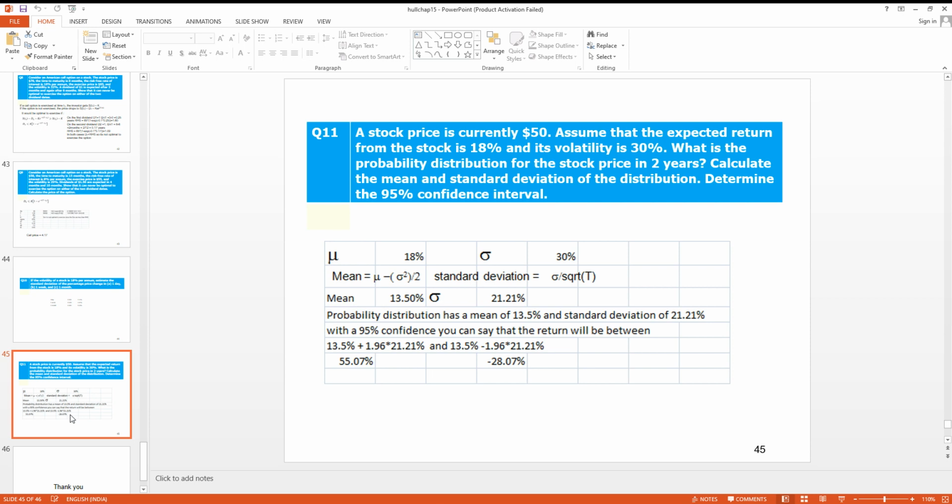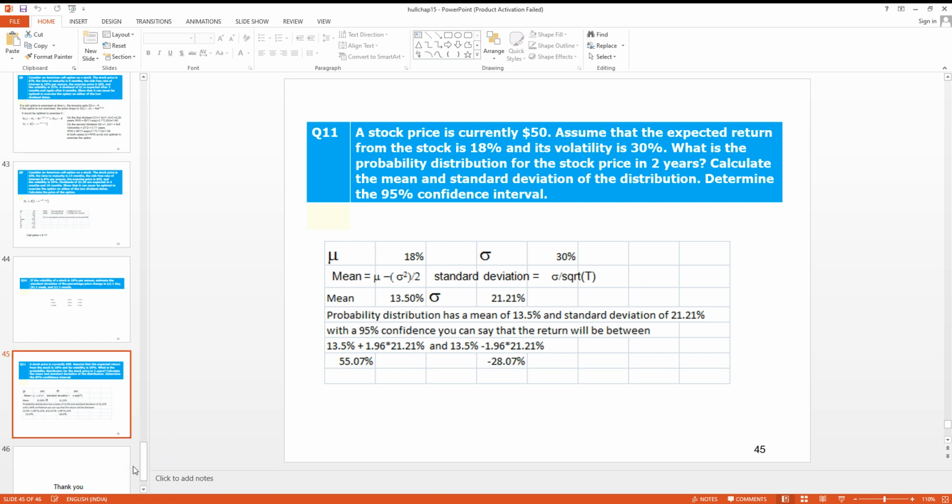With a 95% confidence, you can say return will be between 13.5 plus or minus 1.96, which is 1.96 standard deviations for a 95% confidence, times sigma, which is 21.21%. So with the 95% confidence, you can say that the return will be between minus 28% and plus 55%.